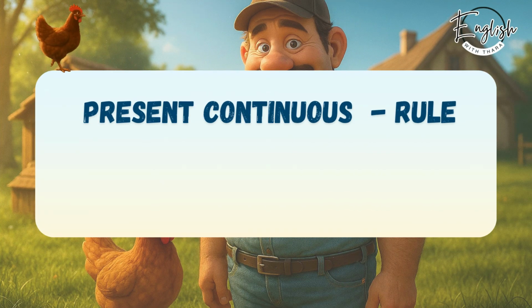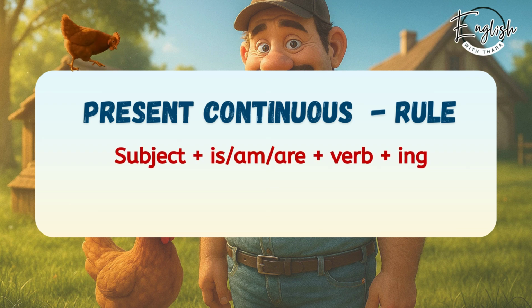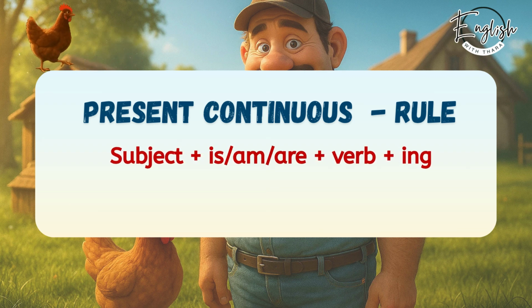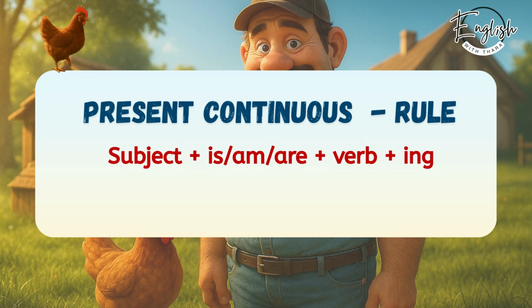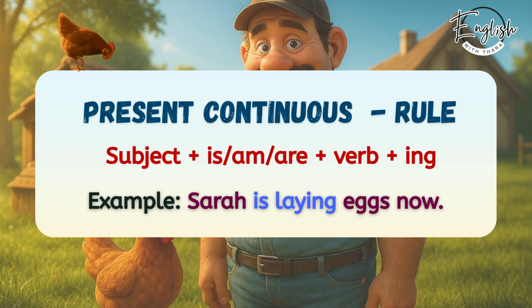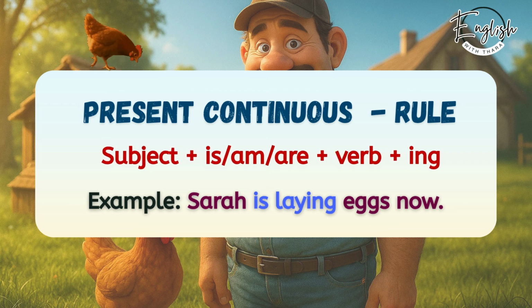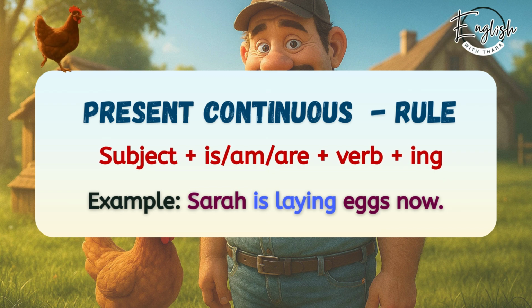Now let's see the rule for the present continuous. We use subject plus is, am, or are, followed by the verb with ing. For example, Sarah is laying eggs now. The action is happening right now, which is why we use the present continuous.